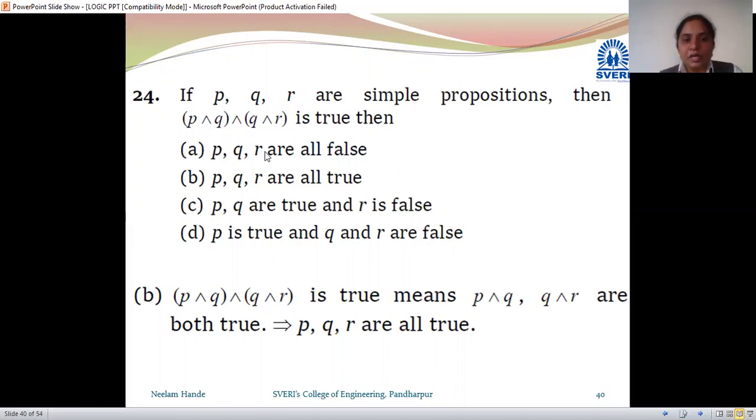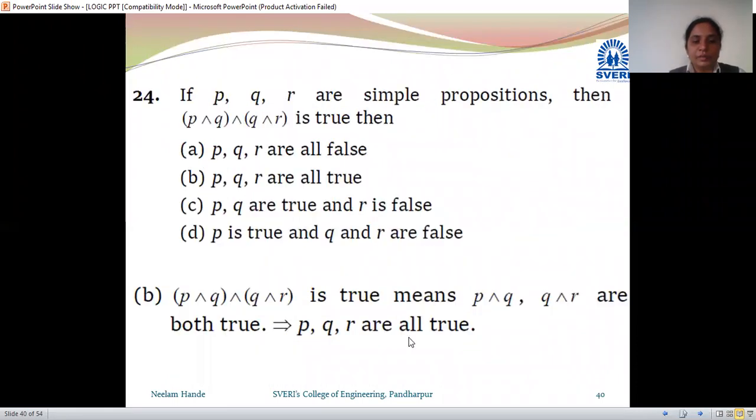Okay, next, P, Q, R are simple propositions. Then P and Q and R is true. This statement is true, and is in between. If an and statement is true, both should be true, right? Means P and Q, and R are both true. P and Q is true and this is true. These two are true means both should again be true. So all must be true. So the correct option must be B.